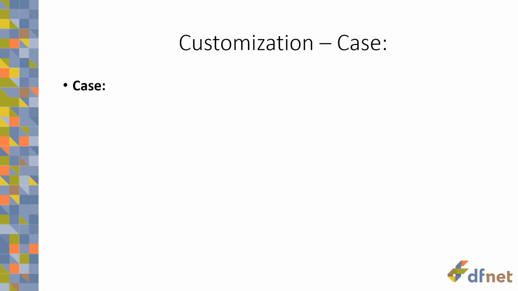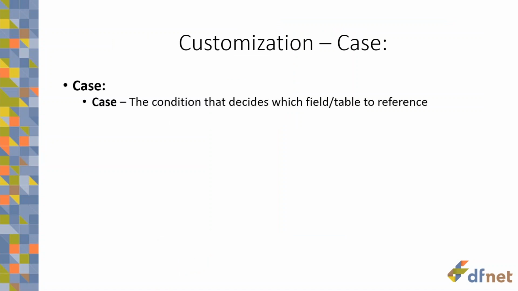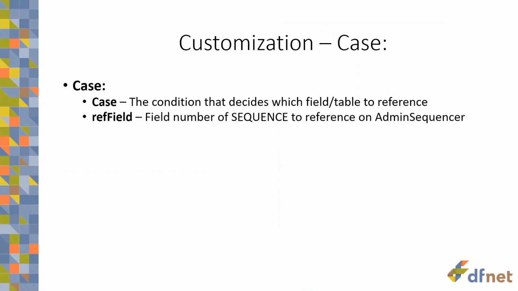Case, this is the core component that's going to make your customization really your own. So this is what conditions decide which field and table to reference. If you are referencing 2 different lookup tables, depending on the sex of the participant, then you're going to need to use this to check for the gender of the participant and then load in a different table and reference field based on that information.